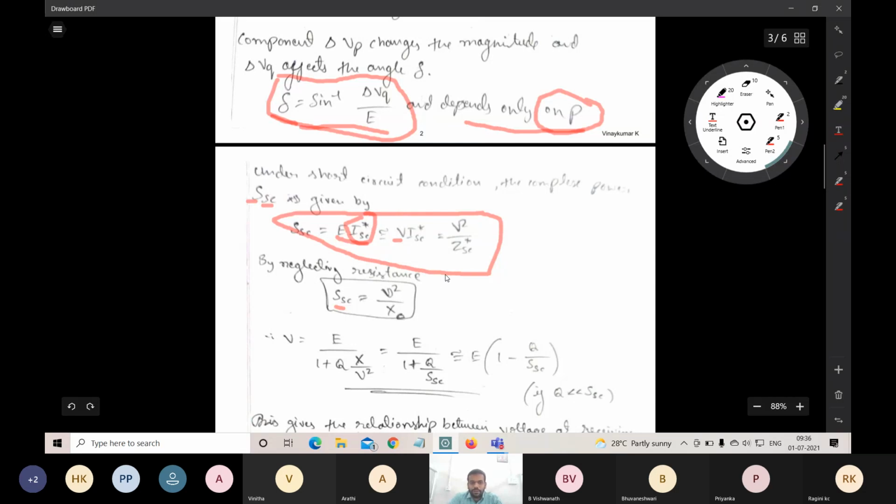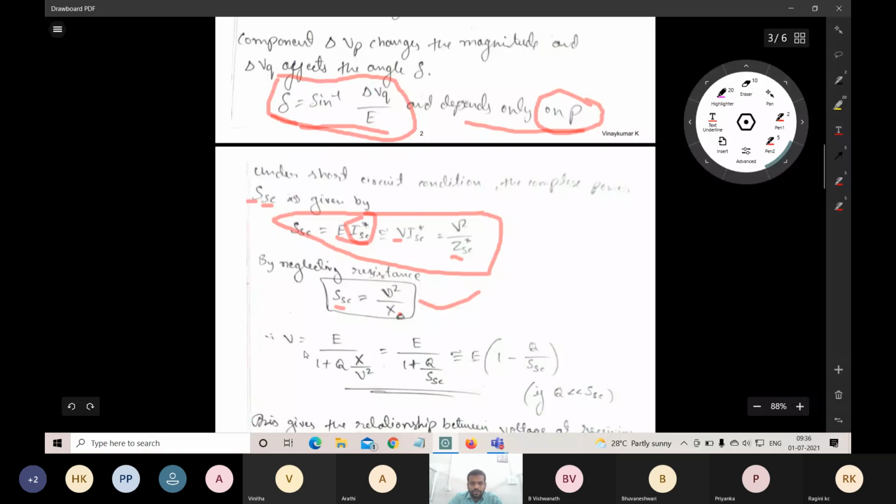While studying Ohm's law, we know P is equal to VI, R is equal to V by I. The same thing we have substituted here. If you neglect the resistance, the equation will be V square by R plus jX, so neglecting R, V square by X.